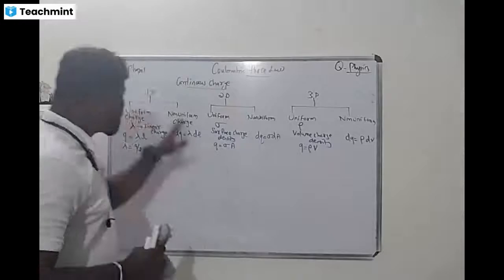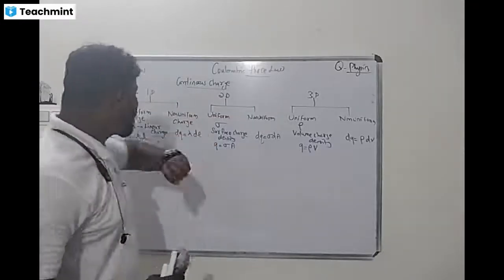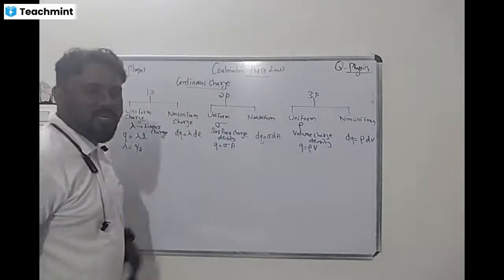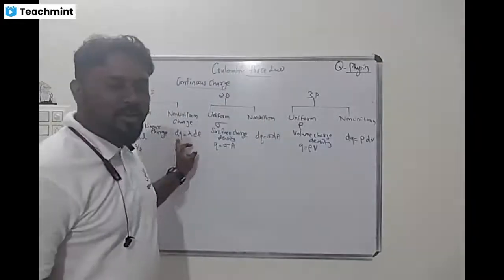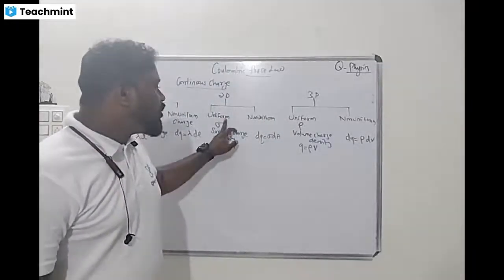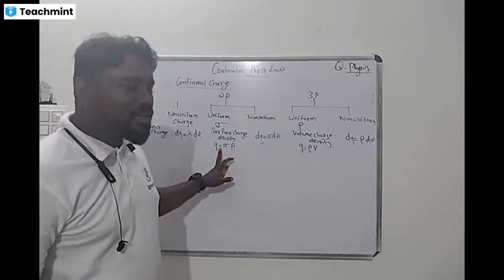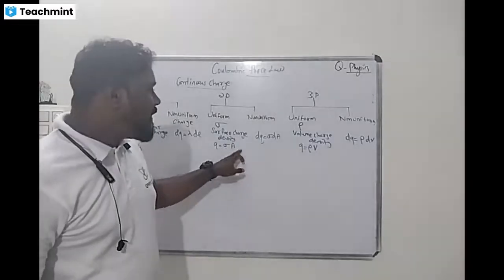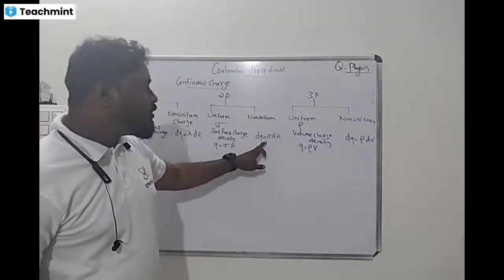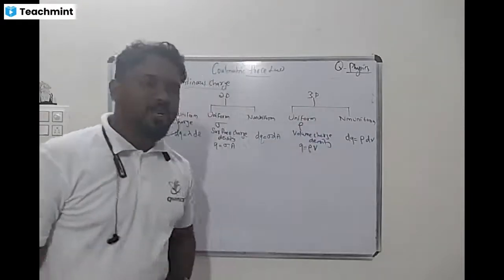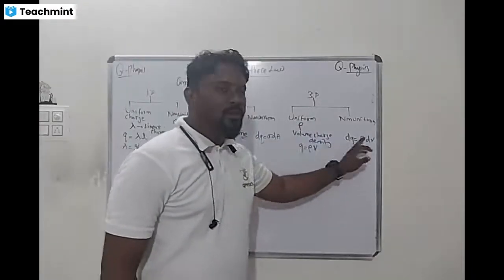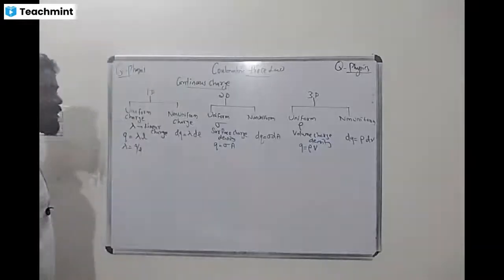Okay, so before that we will discuss one dimensional, two dimensional, three dimensional. What is the formula? For the uniform case, Q equals lambda L. For the non-uniform case, dq is equal to lambda dl. For the uniform case with surface charge density, Q is equal to sigma A. For the non-uniform case, dq is equal to sigma dA. The uniform case for three dimensional is Q is equal to rho v, and non-uniform is dq is equal to rho dv. Is it clear? Someone say it quickly.